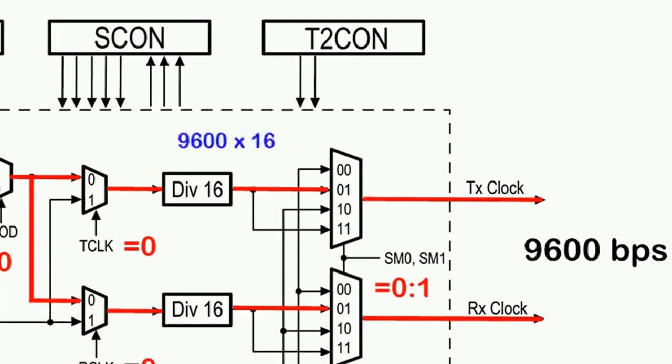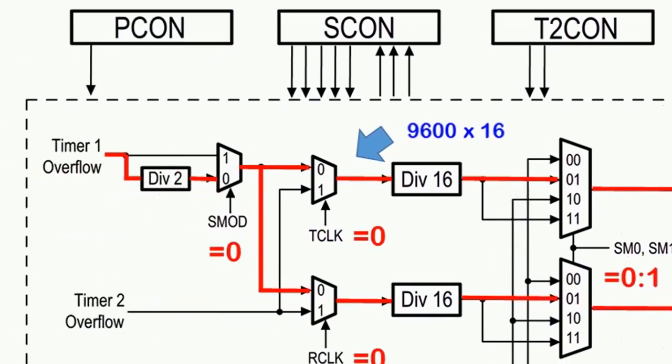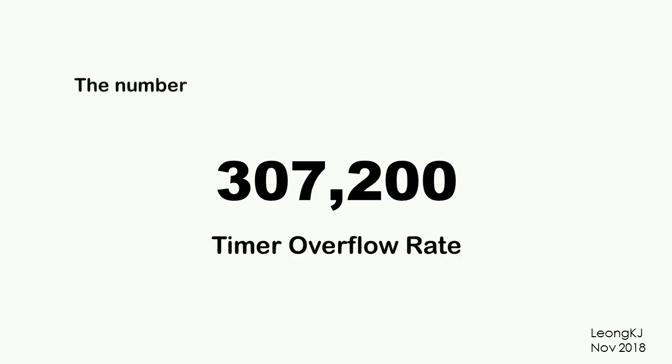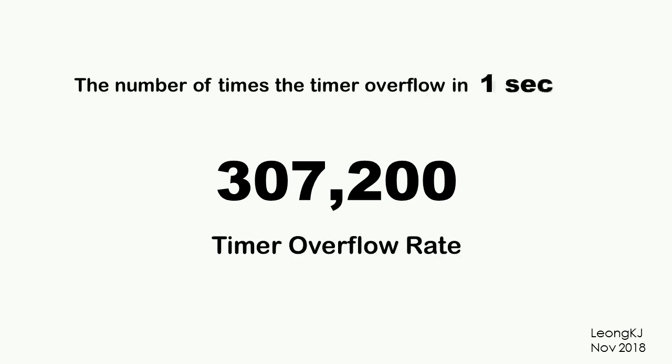This clock would be 9600 times 16, in order to get 9600 at this point due to the divide by 16 block. The clock here would be 9600 times 16 times 2, which is 307,200. 307,200 is called the timer overflow rate. It is the number of times the timer overflows in 1 second.